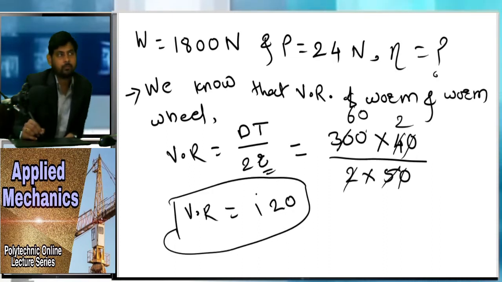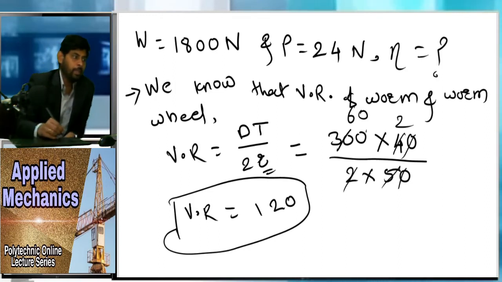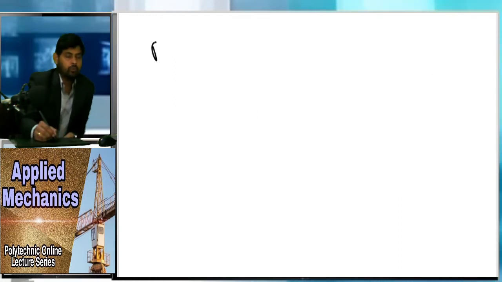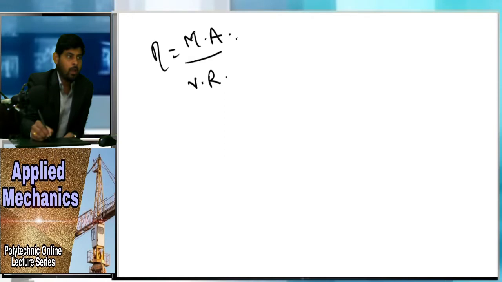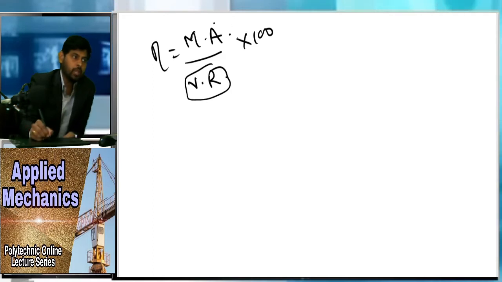So once you get the value of the velocity ratio, you have to find out the value of the mechanical advantage. For finding the efficiency, we have the formula MA upon VR into 100. Here we have found the velocity ratio, but we don't know the mechanical advantage.